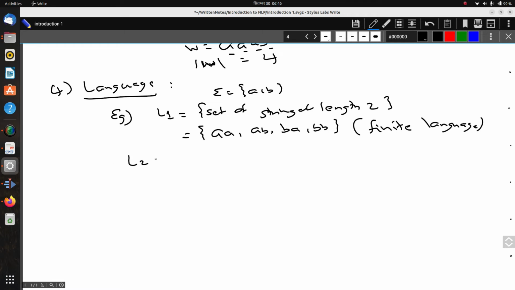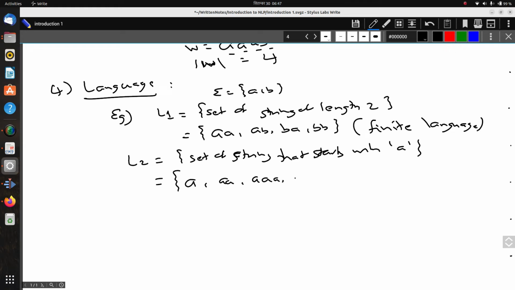But when we look at another example, like the set of strings that start with A, for this one there can be an infinite number of strings, which can be A or ABB or ABA and so on. There's no end to such strings, and we call this an infinite language.